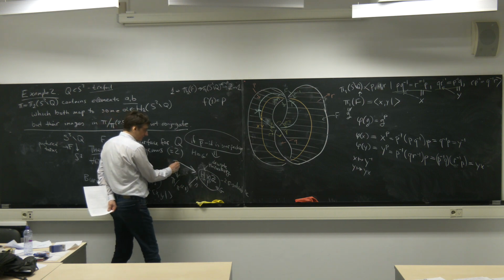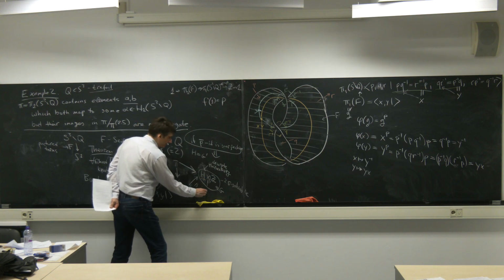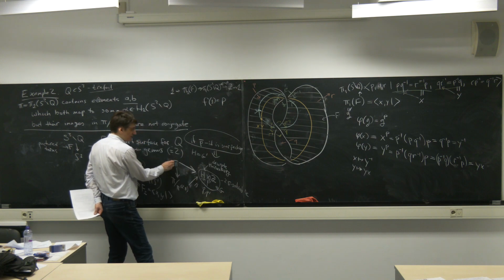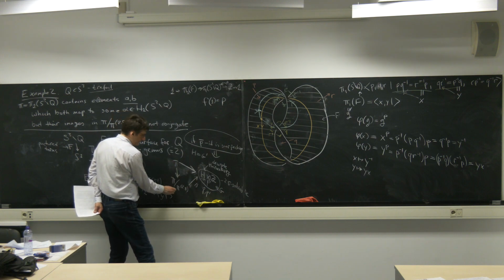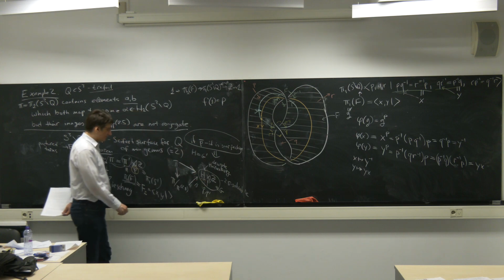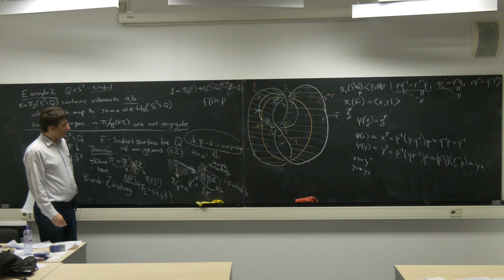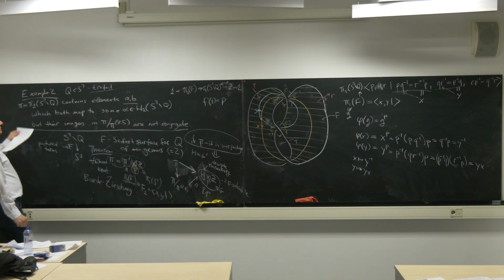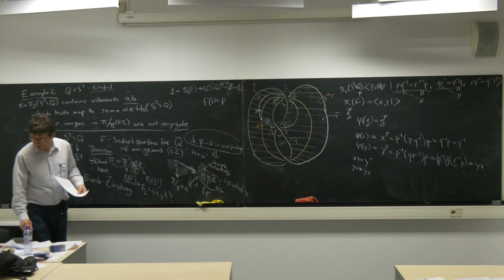Yes, so we had these elements Q and Q prime here. If we take their primitives in pi, then their images here will not be conjugate, because they are not conjugate already in this group. Okay. So I think example 2 is done. Any questions?